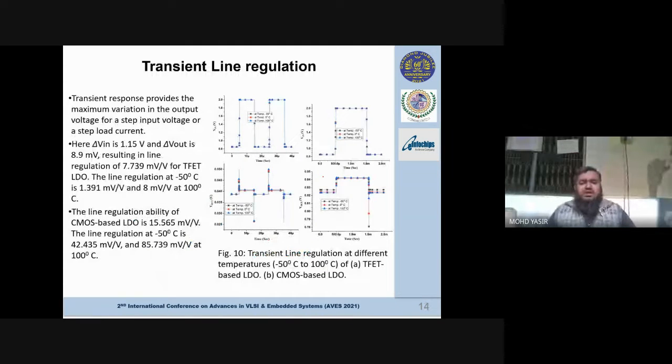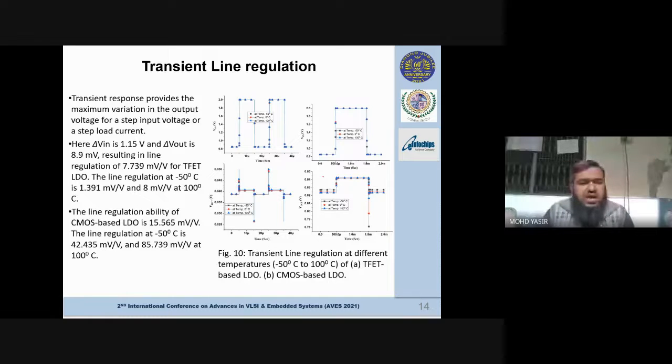These are the transient line regulation plots. Transient response provides the maximum variation in the output voltage for a step input voltage or a step load current. Here delta V in is 1.15 volts and delta V out is 8.9 millivolts, resulting in line regulation of 7.739 millivolts per volt for TFET LDO.